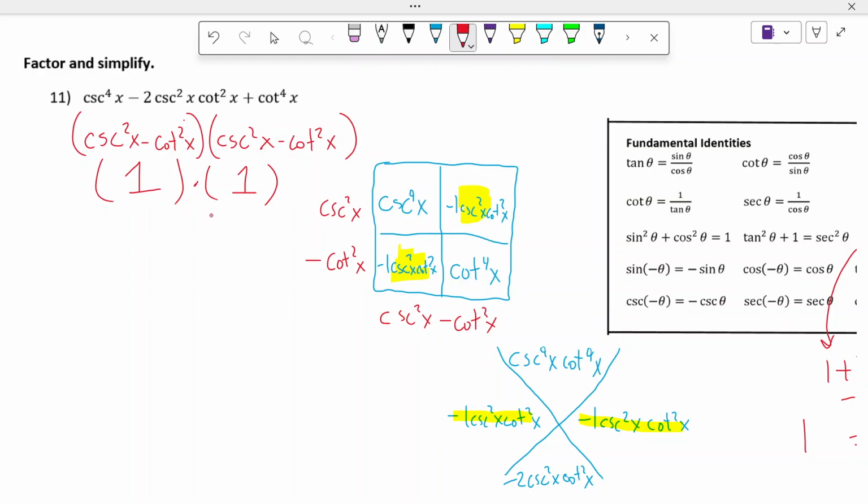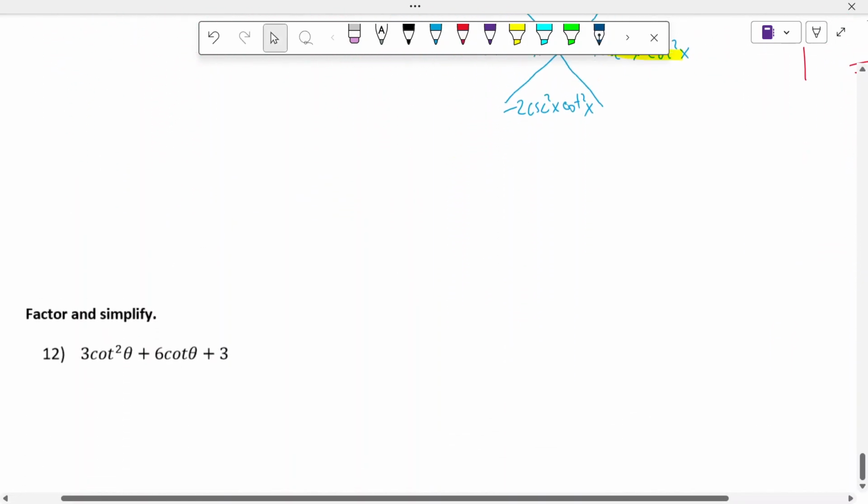So really, here's our complicated math. 1 times 1, and that just gives us 1. That's our answer. This can simplify. After we factor and simplify, it turns into 1. So that one's done. Let's check out the next example here.